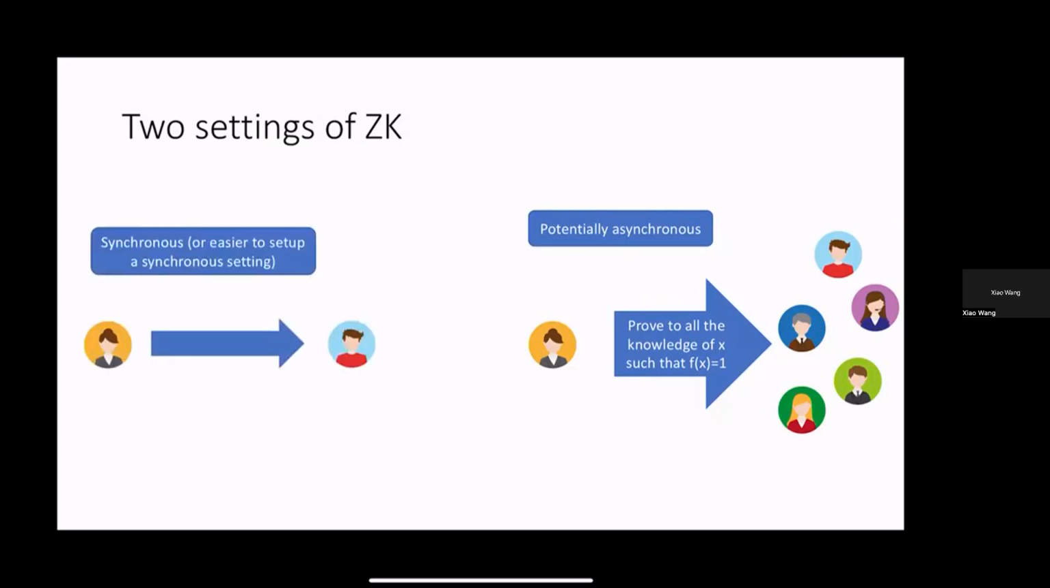Okay, there are also synchronous settings. Synchronous in the sense that when the prover wants to prove to a verifier, both the prover and the verifier are online at the same time. So this would be a synchronous setting. Ideally we want to get asynchronous, but synchronous is also useful in multiple applications, even in the blockchain space.